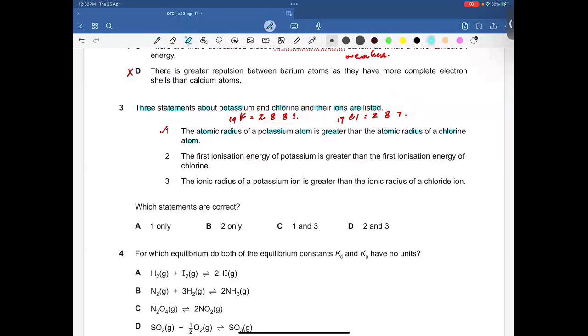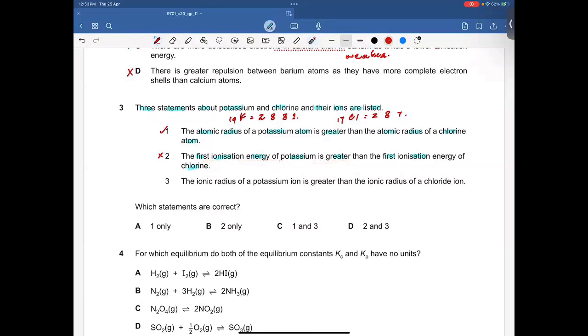Next, the first ionization energy of potassium is greater than first ionization of chlorine. Since potassium has more shells, it has weak nucleus to electron attraction. If it has weak nucleus to electron attraction, obviously removal of electron from potassium becomes easier. If removal of electron from potassium becomes easier, obviously its ionization energy must be lower. So this statement seems incorrect.